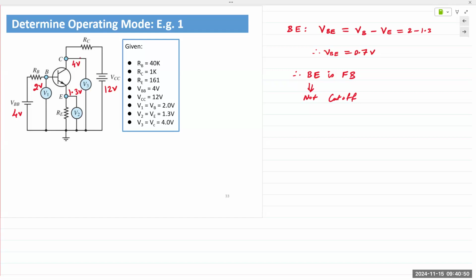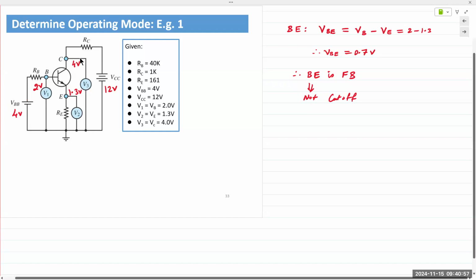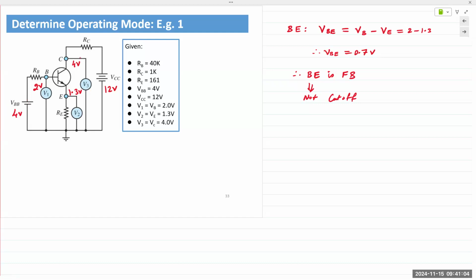A question being asked is, should we consider VBB in calculating these voltages? Not really. The purpose of this example is that we just directly determine the region of operation. There are equations and calculations we can perform, and those calculations will show that VB is 2 volts due to VBB being 4 volts. If VBB changed, then VB would change. In this example, I'm not showing the previous calculations, but we will do that in the next example.